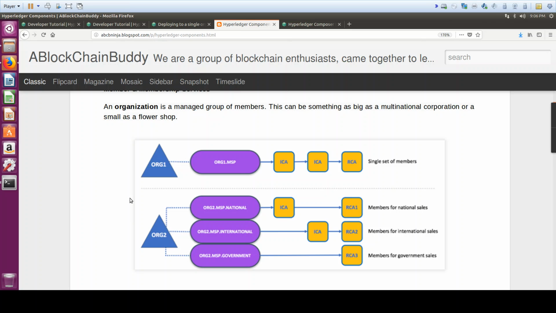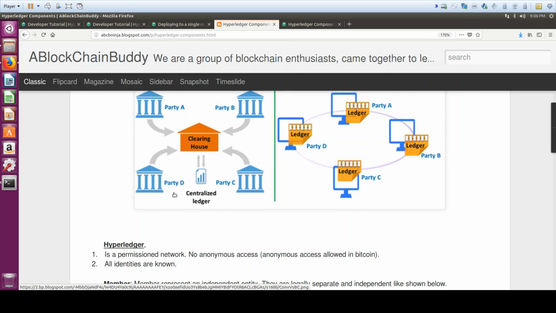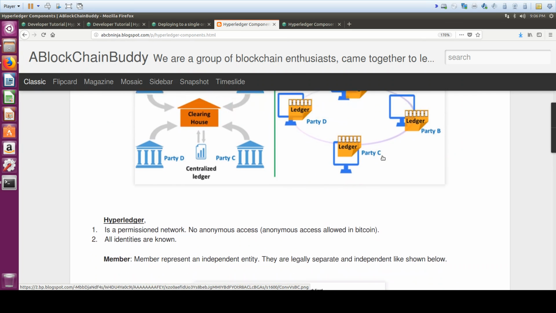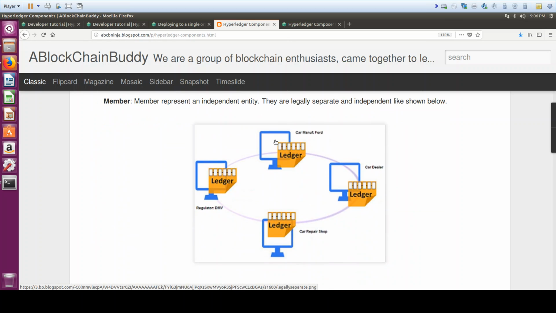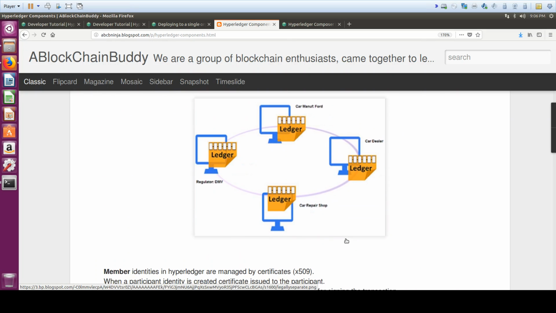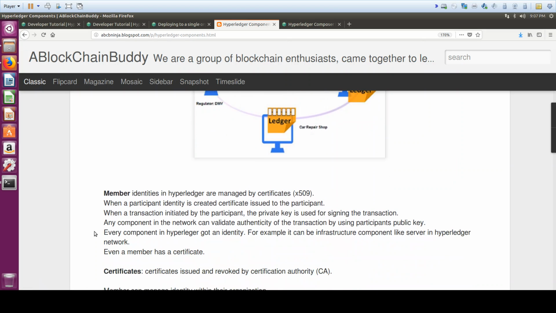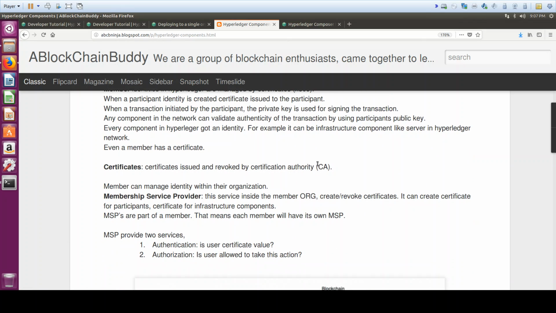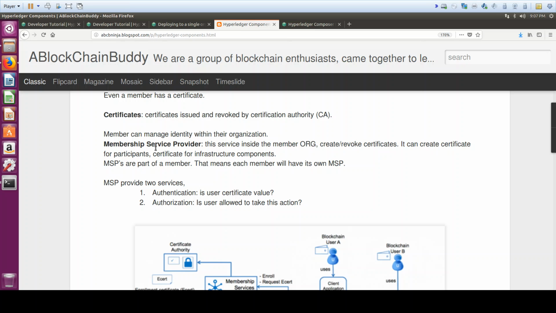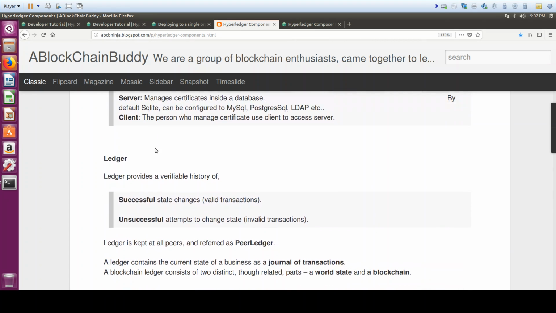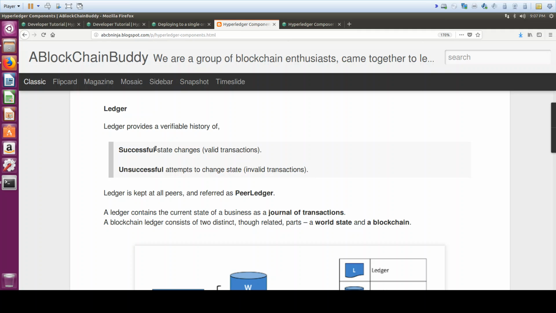Let's go back. We have seen what an organization is. We have seen the network and the different participants in the blockchain network. We have seen members, the certificate authority, and the MSP. Now we are at the ledger part. The ledger is one of the important elements inside the blockchain network. The ledger captures state changes, that means valid successful transactions as well as unsuccessful transactions.